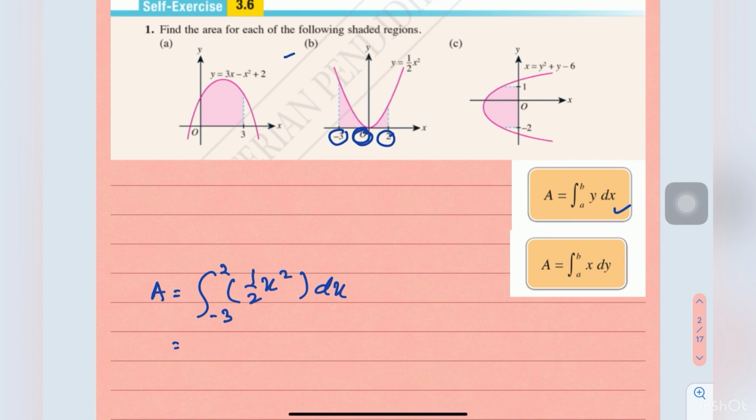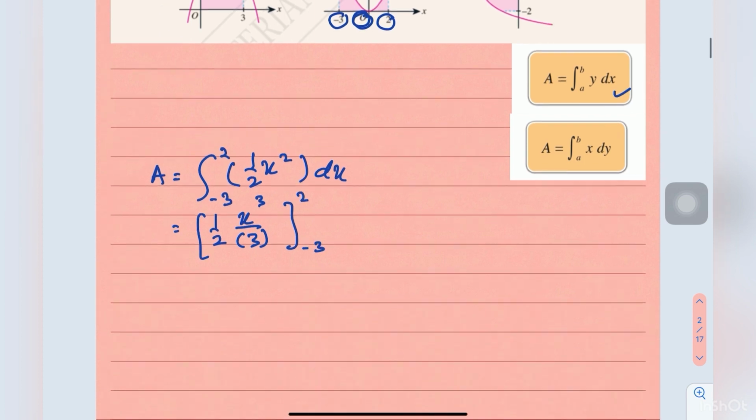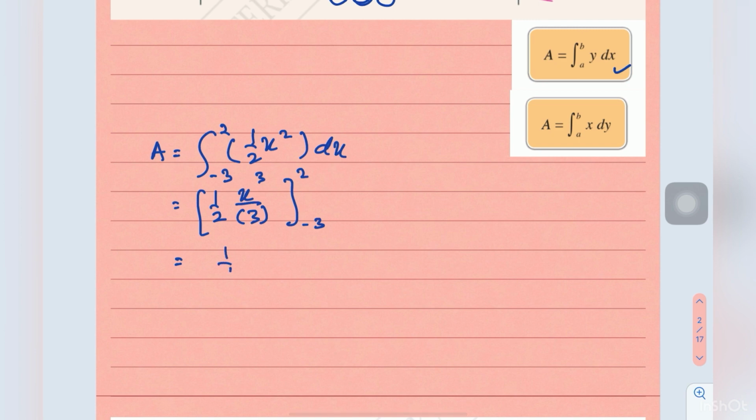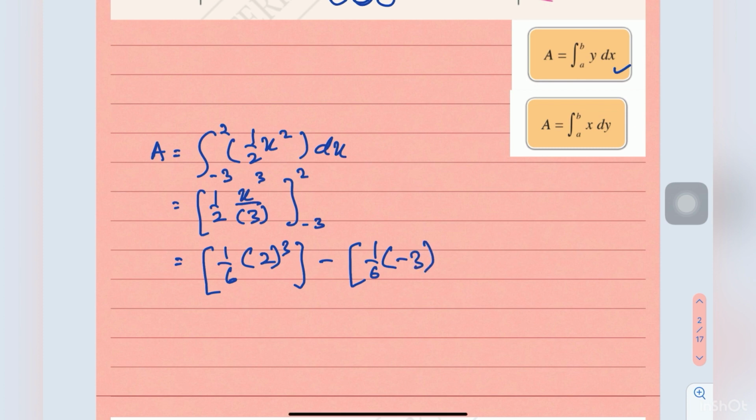So this one is 1 over 2 times x cubed over 3, from negative 3 to 2. Then 1 over 6 times the upper limit 2 cubed, minus 1 over 6 times the lower limit negative 3 cubed. So the answer is 35 over 6 unit squared.